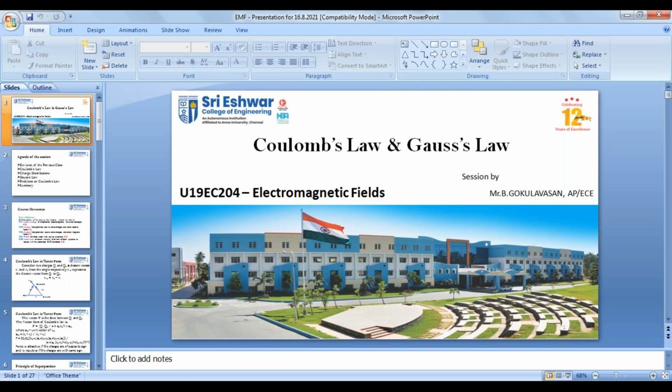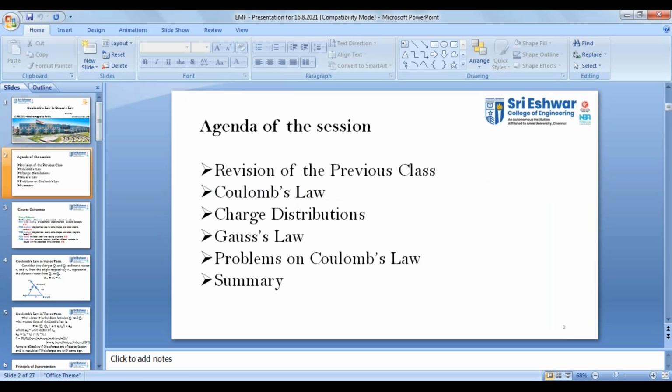So the title for today, as I said, is Coulomb's law and Gauss law. Yeah, thank you, Aishwarya. Thank you, Pavitra, and everybody. So, the agenda for today looks like this.